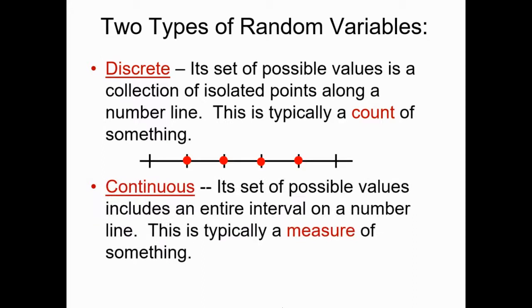Continuous is the set of possible values that includes an entire interval on a number line. This is typically a measure of something. So time, what did we say earlier? Ozone, the amount of ozone in the air. We're measuring something. So it could be a range of numbers.